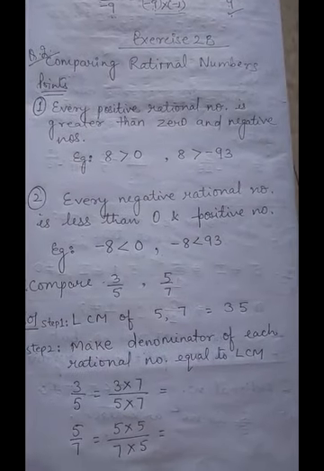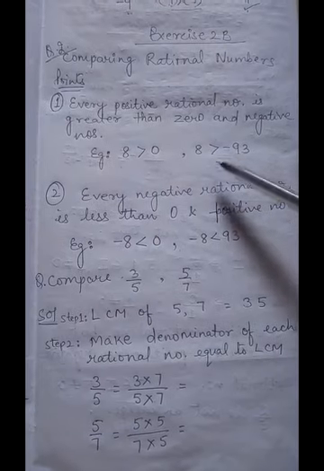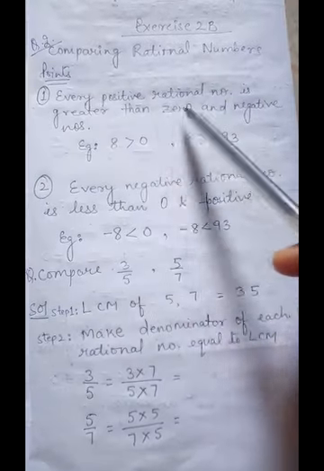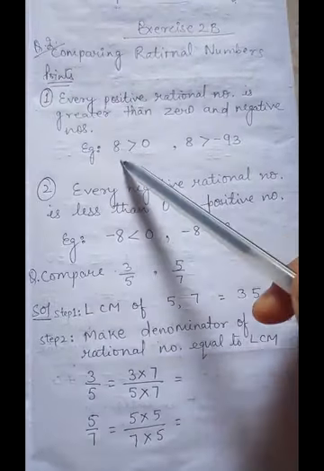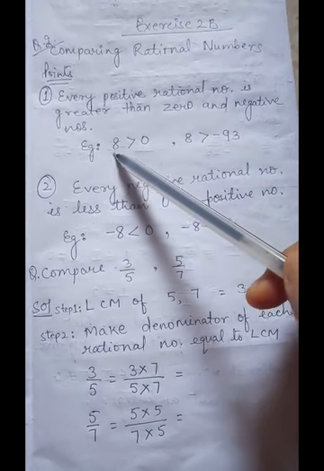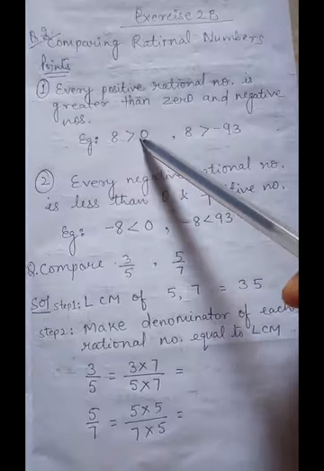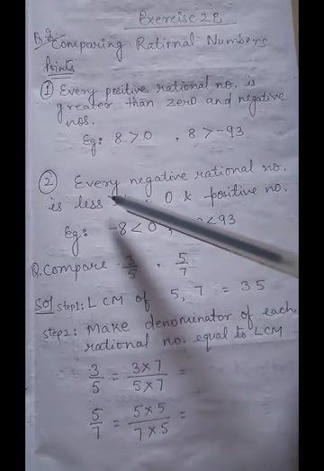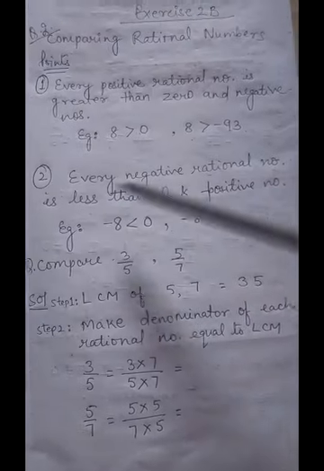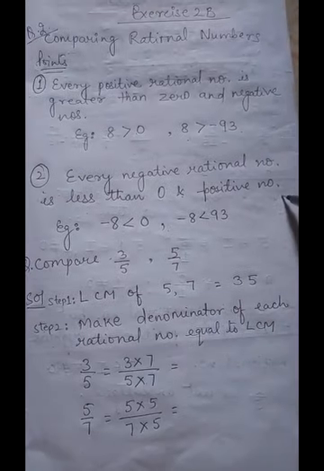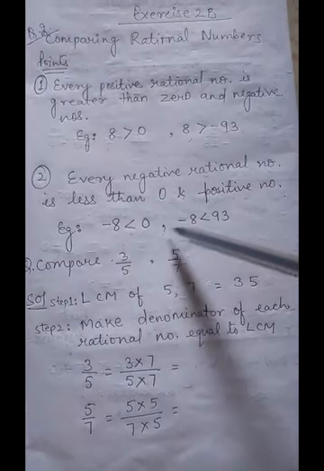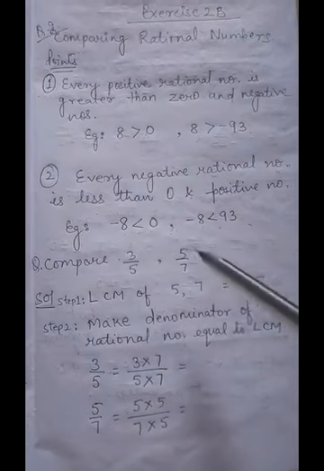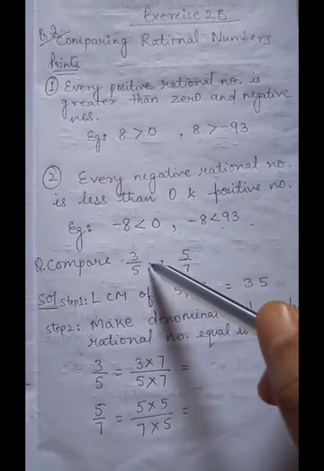So now let's start with comparing rational numbers. So before going to the questions, you should keep this point in mind. Every positive rational number is greater than 0 and negative numbers. So for example, this 8 is greater than 0, and this positive number is also greater than the negative numbers. Second point is that every negative rational number is less than 0 and positive numbers. So minus 8 is less than 0 and minus 8 is also less than 93. Now let's start the question by comparing some numbers.